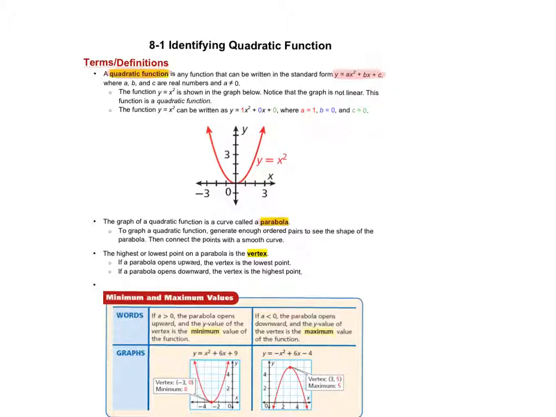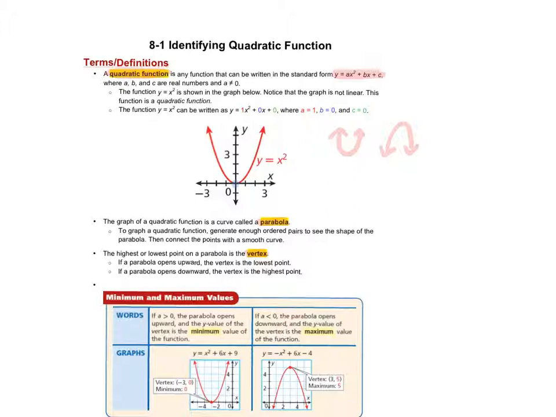A parabola is a U-shaped graph. It could be this way, it could be upside down. There are many ways that it could be, but it's a U-shaped, curved graph. The highest or lowest point on the parabola is called the vertex. Basically the very bottom or very top point. I drew it in blue on the graph provided there.